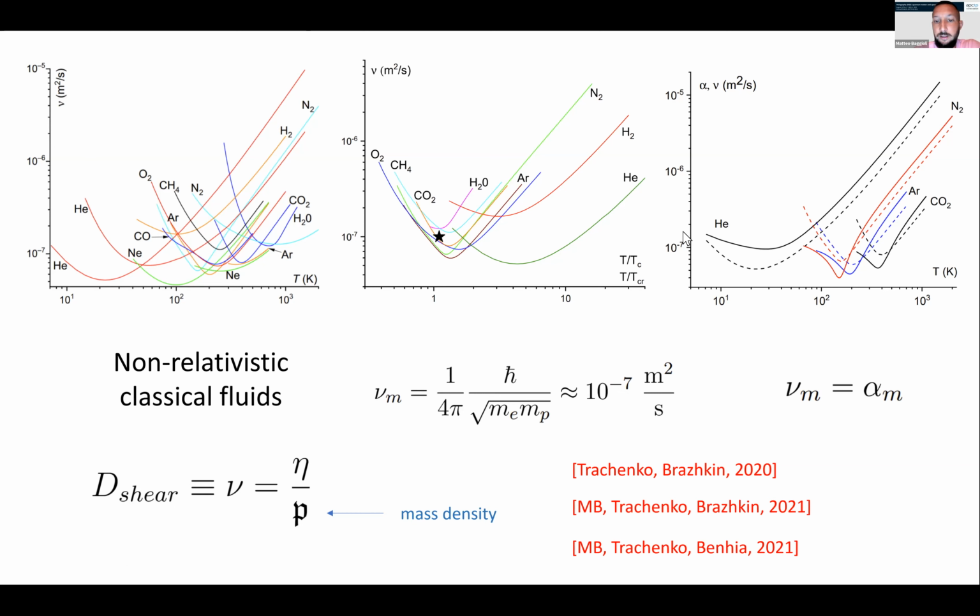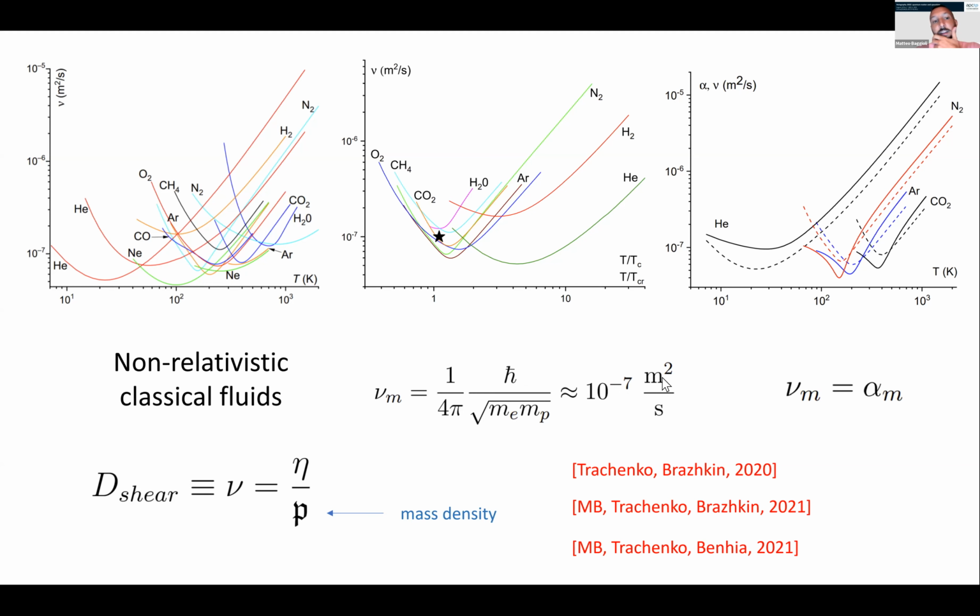And importantly, this minimum can be derived by simple physical arguments. It was derived in this paper by Trachenko and Brazhkin in 2020. I really encourage you to have a look at that. It's a very simple physical setup, and you reproduce this result very nicely. Here you see the final formula that they get. It's given in terms of non-relativistic quantities, like the masses, etc. And you reproduce exactly this 10 to the minus 7 that you see in many liquids.